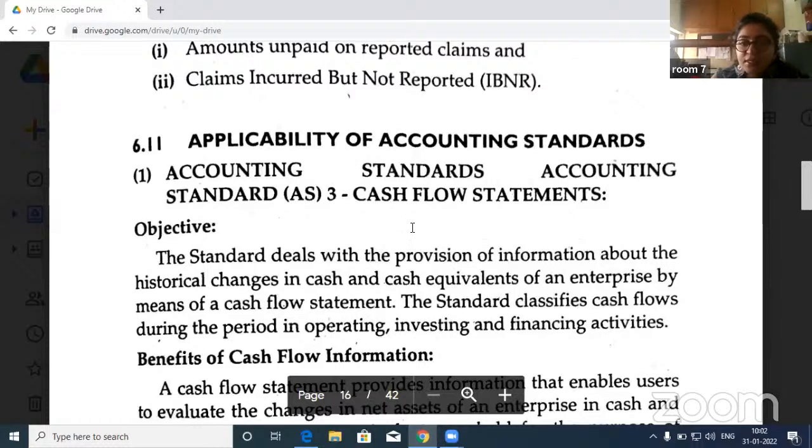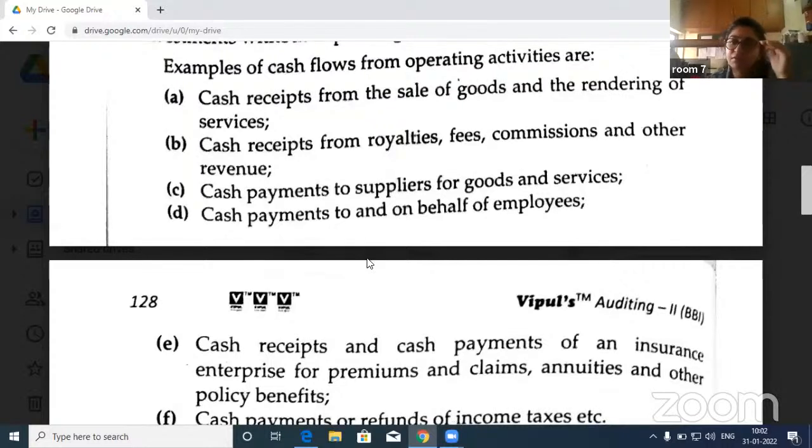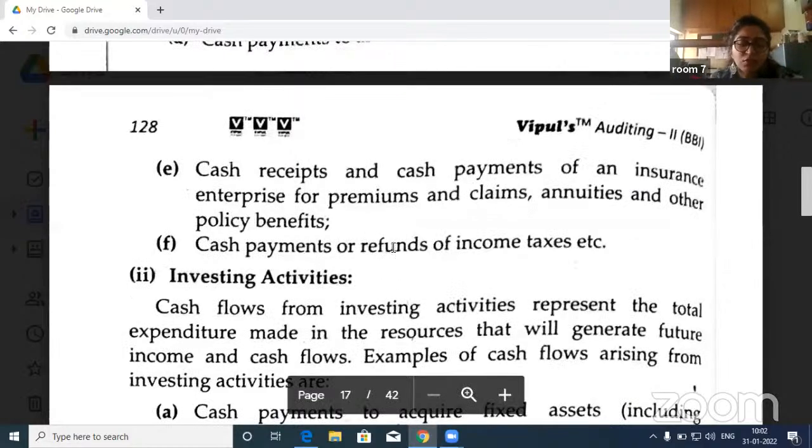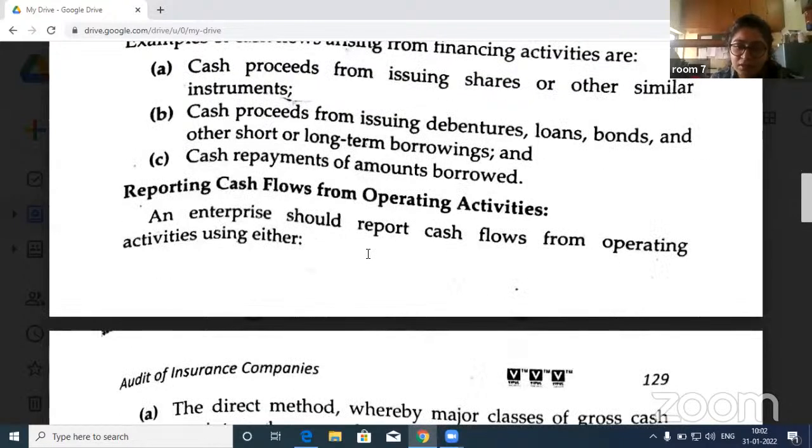I also discussed in the last lecture the applicability of accounting standards. I told you there are 4 accounting standards that an insurance company has to follow. One is accounting standard 3, that is the cash flow statement. According to the cash flow statement, which is divided into 3 parts: operating, investing, and financing, the company has to follow the procedure given in accounting standard number 3.